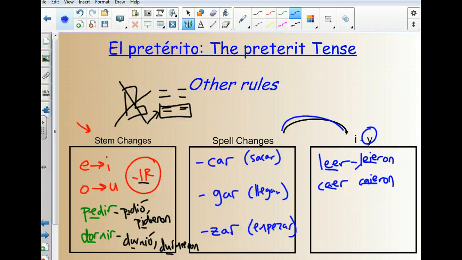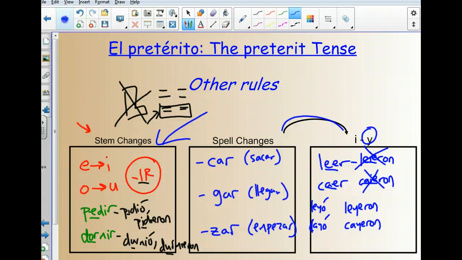So leer, this is actually not going to be leeieron. It's not going to be caieron. It's going to change to leyeron and cayeron. And these, much like the stem changes over here, are going to also change in the third person singular. So you're going to have leyó, and you're going to have cayó as well. And again, this is really just an introduction to this, but you are going to see these as we go through them.